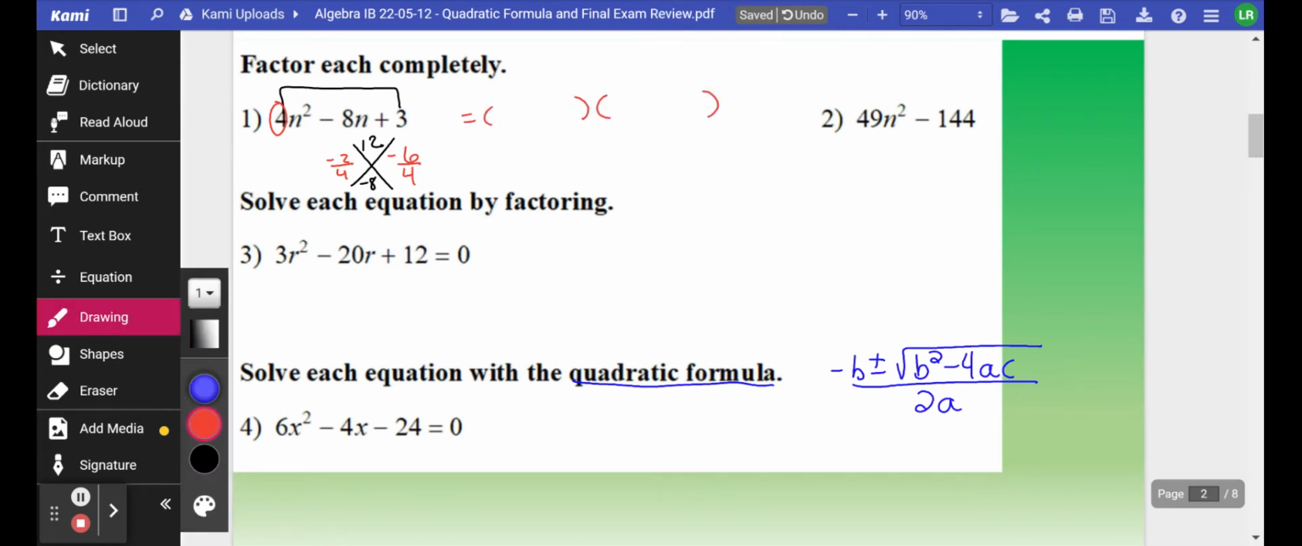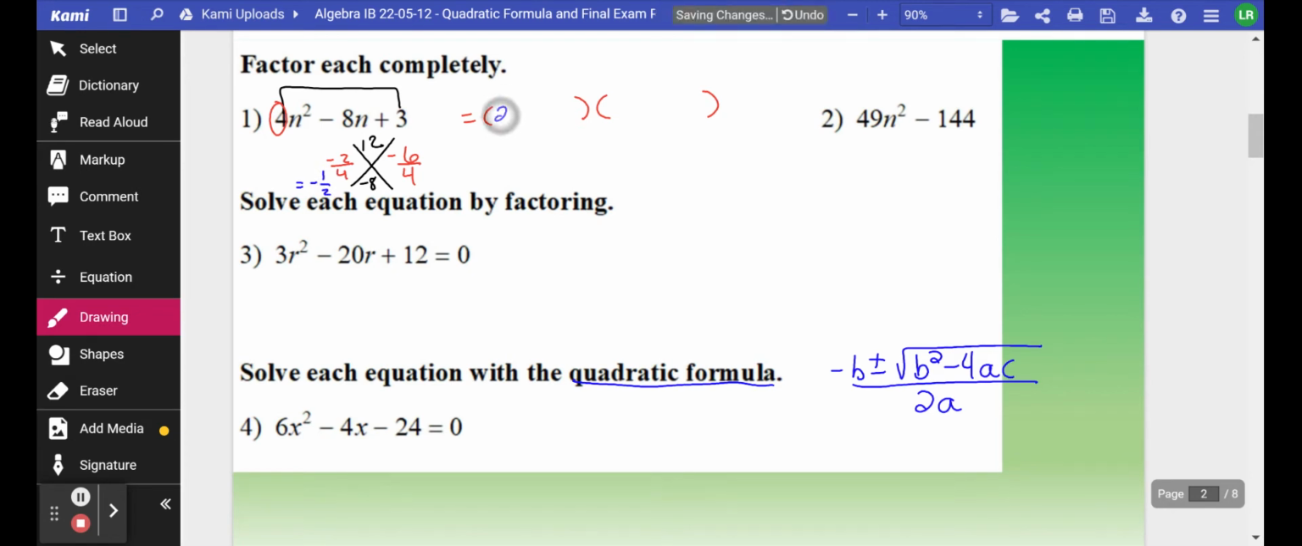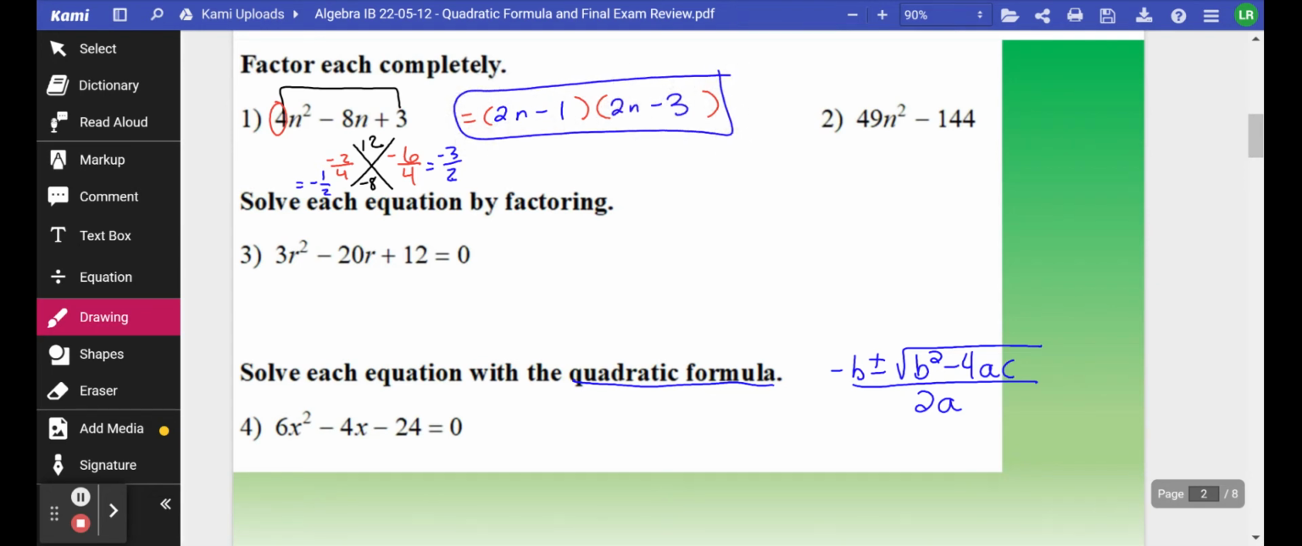Okay? So simplify the fraction. Negative 2 over 4 is negative 1/2. Okay? So bottoms up first. That's going to be 2n minus 1. The negative 6 over 4, that's negative 3 over 2. Bottoms up first, so that'd be 2n minus 3. And that is our factored form.